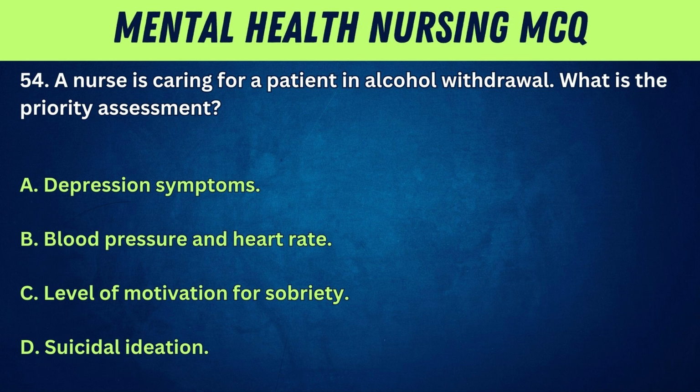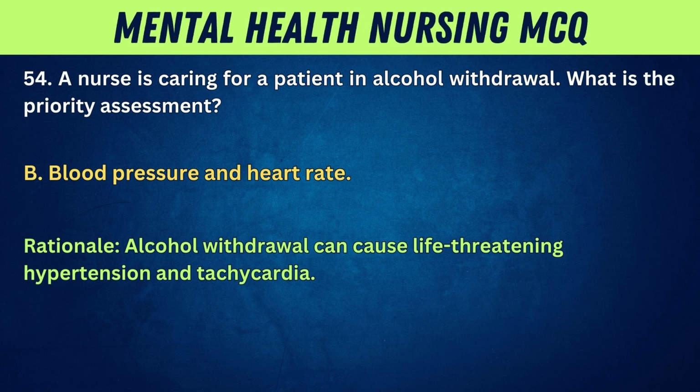54. A nurse is caring for a patient in alcohol withdrawal. What is the priority assessment? A. Depression symptoms. B. Blood pressure and heart rate. C. Level of motivation for sobriety. D. Suicidal ideation. Answer: B. Blood pressure and heart rate.